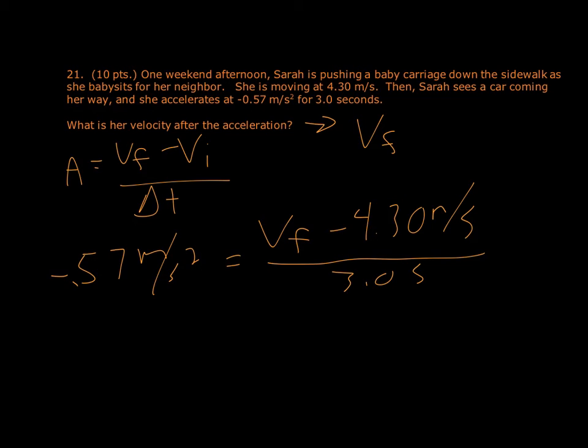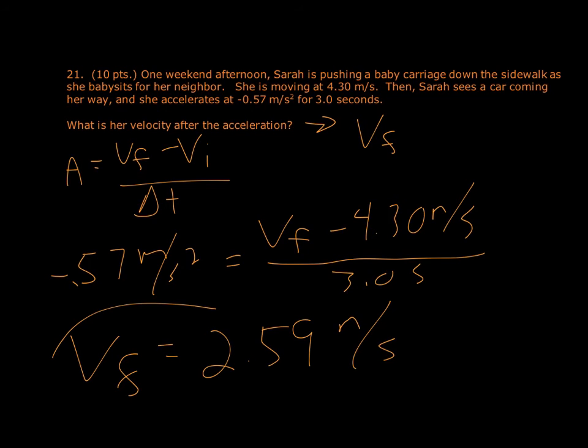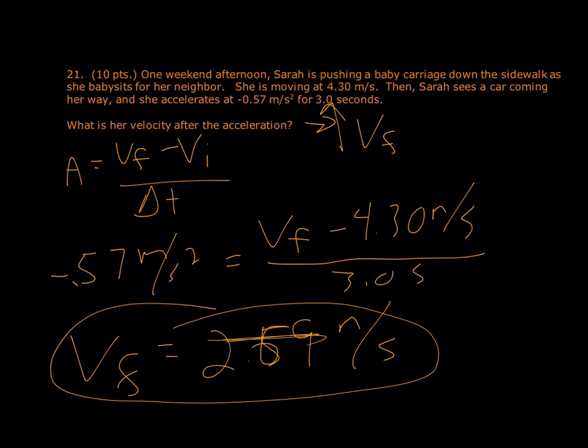So what we end up with when we do this out, we multiply both sides by 3, right, and then we add 4.30 to both sides, and what we get is 2.59 meters per second is her final velocity. So she slows down for 3 seconds and goes from 4.3 to 2.59. Actually, if we're rounding properly, since the 3.0 seconds only has one decimal place, your final answer should be 2.6 meters per second, rounded.